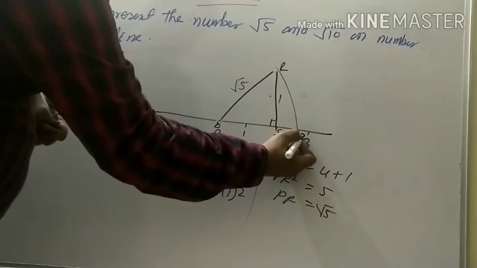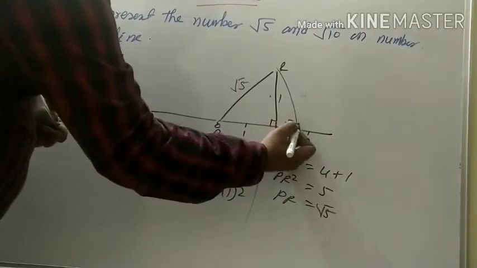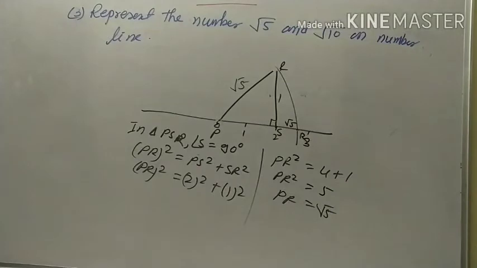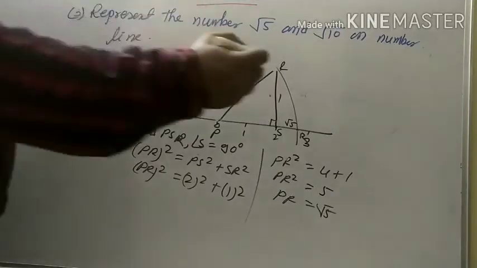That is R1, and the value of this is what? Root 5. This is the representation of root 5 on a number line. Now the second one is what? The second one is root 10.